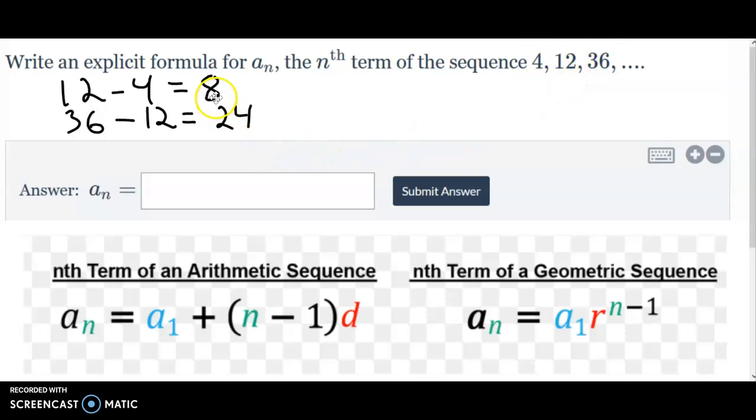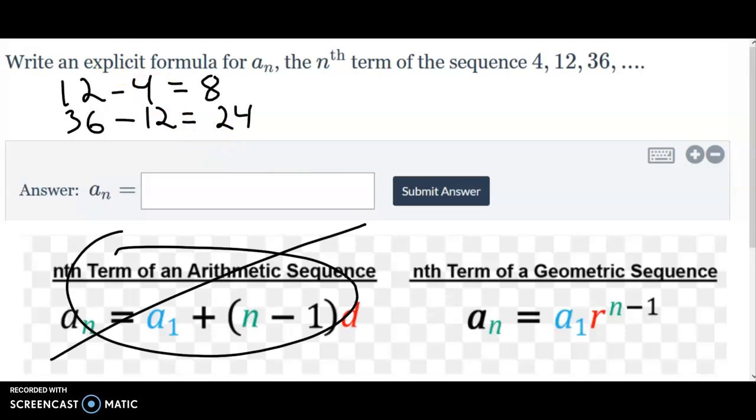Now here you see that you got 8 and 24. It's not the same number. So that means it's not arithmetic.